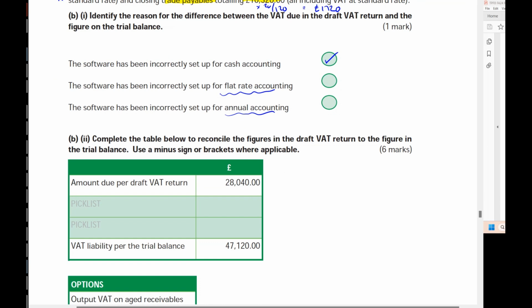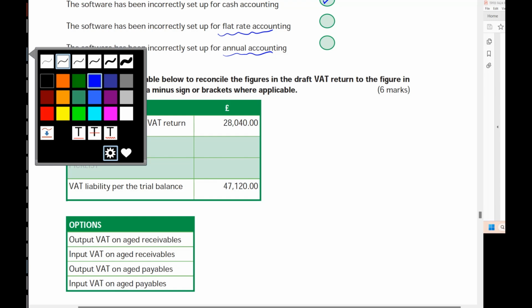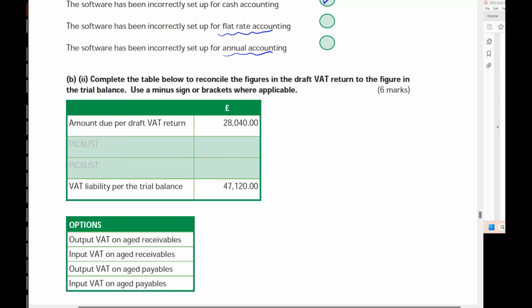Okay, complete the table to reconcile the figures now. Use a minus sign or brackets where applicable. So I need to say the amount due per the VAT return is 28,040, but I was missing the output VAT on the receivables.